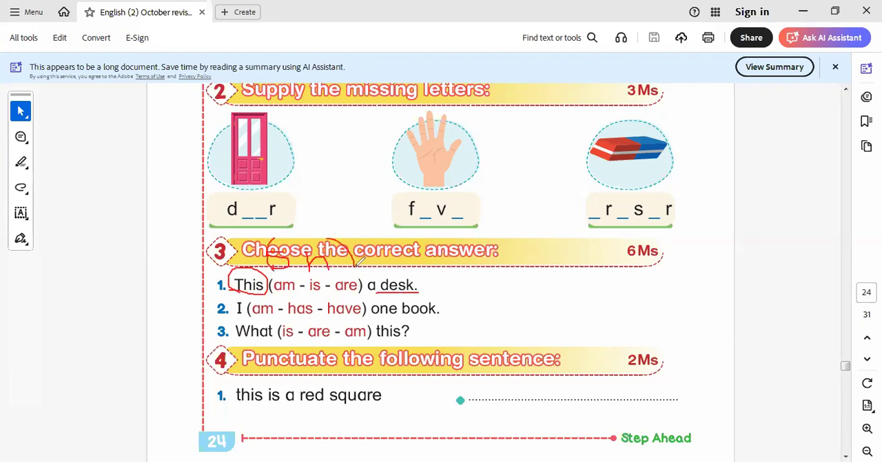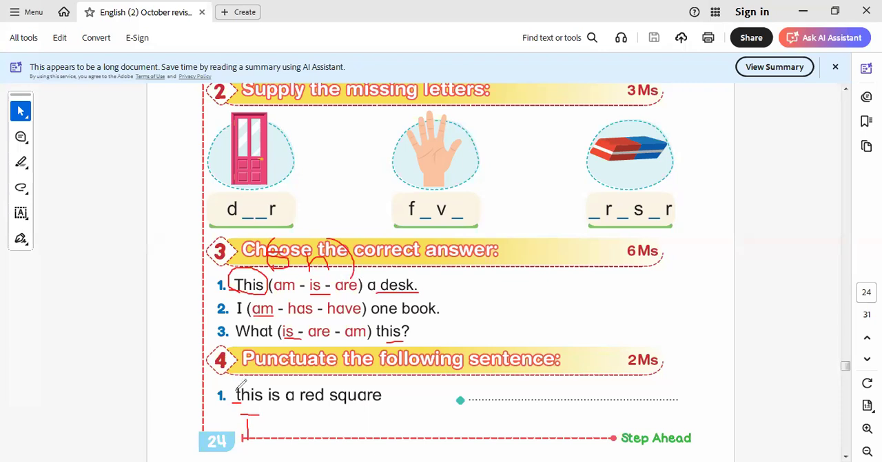If you want to know more about this and that, you can return to the video and review what we told you. Here we have this, it will be is, because it's singular here. I am, verb to be am. This is singular, so I put here is. Let's go to another one. Here is the punctuation. What can I do? I underline the wrong letter, then I correct it like this.